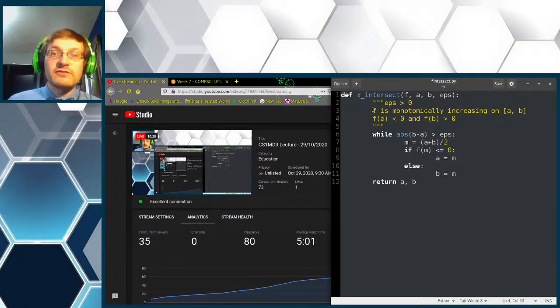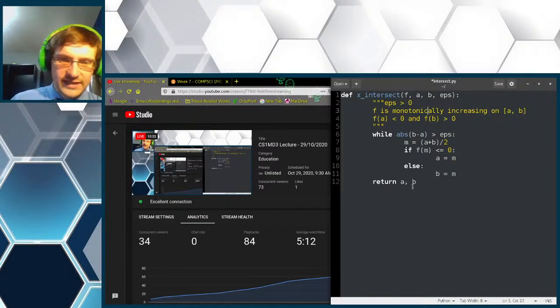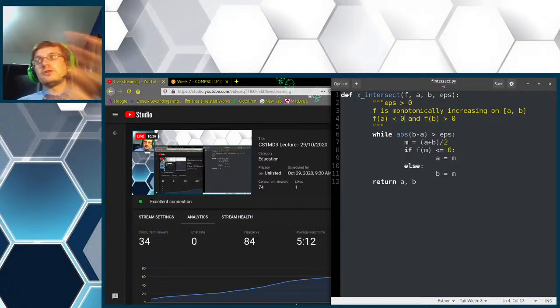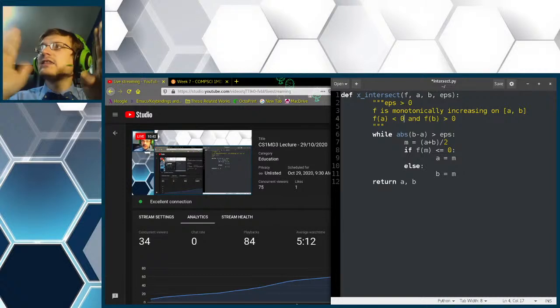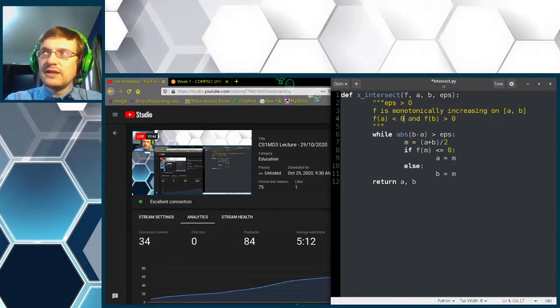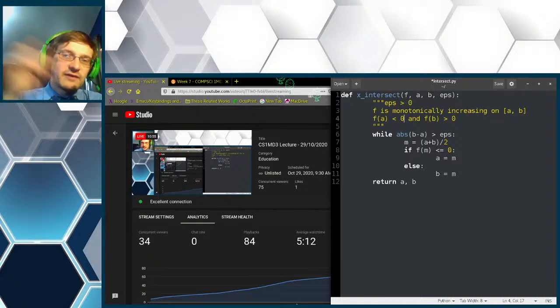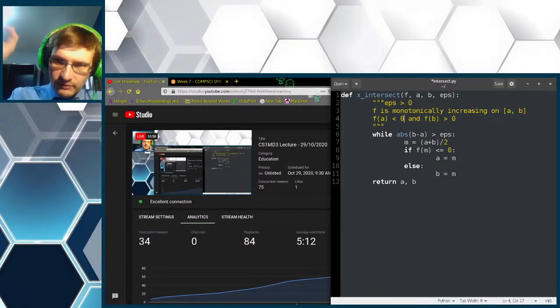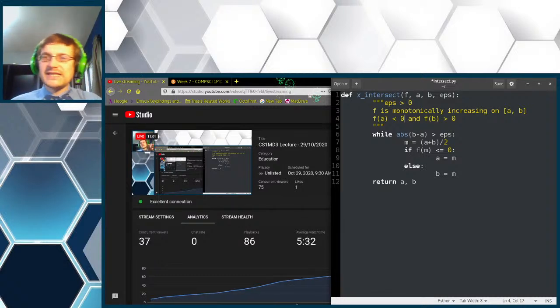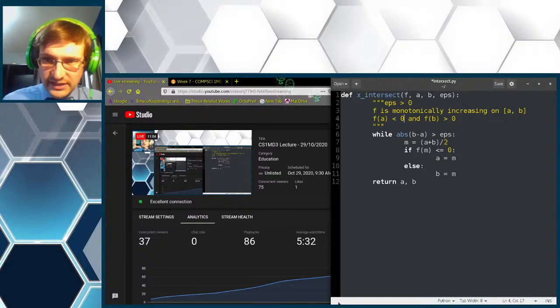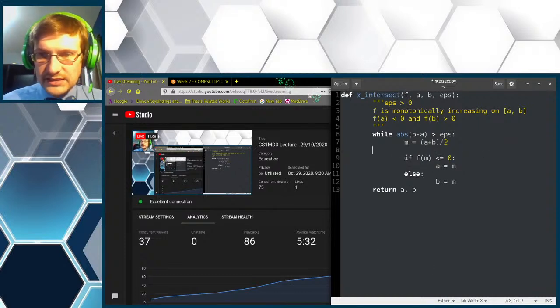So because we've assumed f is monotonically increasing, and if we go back in the slides, you'll see that these assumptions come up. We are assuming that the intersection is occurring somewhere between A and B. And because it's monotonically increasing, we can derive that f at A has to be less than 0 and f at B has to be greater than 0. Unless A or B are, in fact, the intersect itself, which is easily tested for.